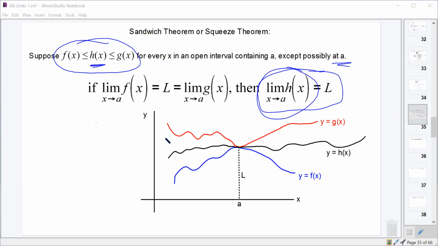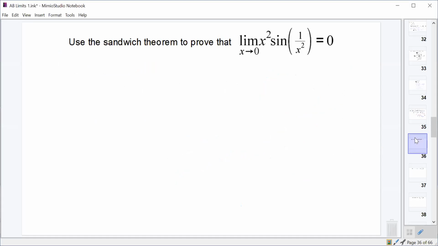Okay. Right. We got one function that's always above our middle function. We got one function that's always below it. If the upper one and the lower one have the same limit at a, then the middle one must also have the same limit. So we're going to start off by looking at the function x squared times the sine of 1 over x squared. And we're going to see if we can use the sandwich theorem to prove that the limit as x approaches 0 of that is 0.